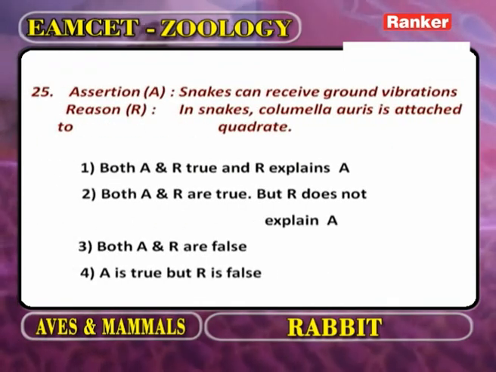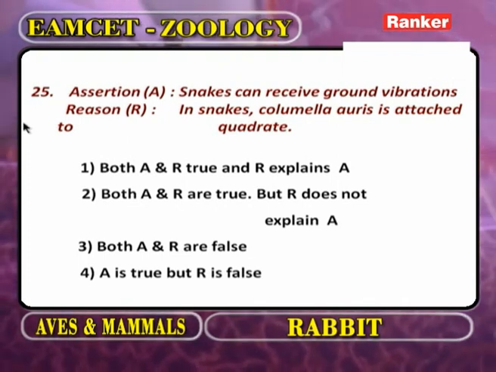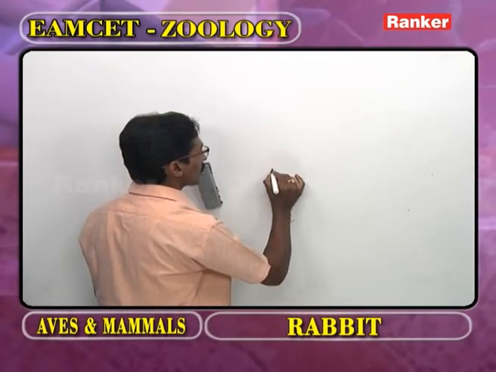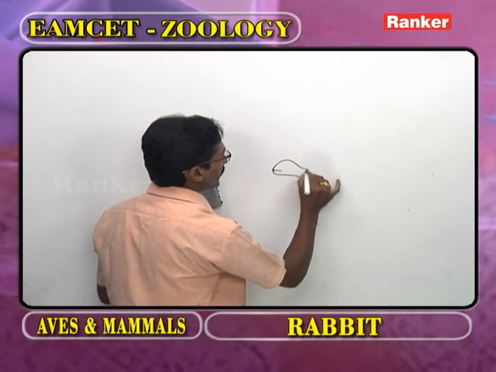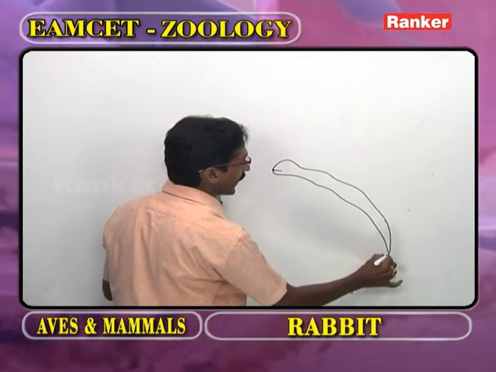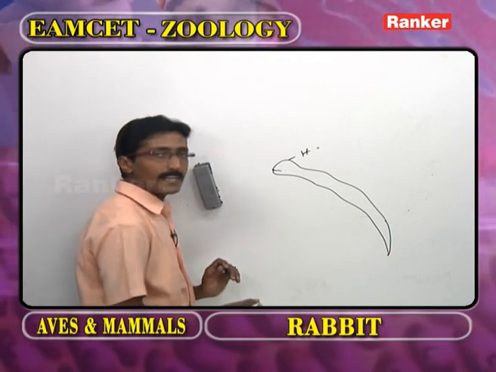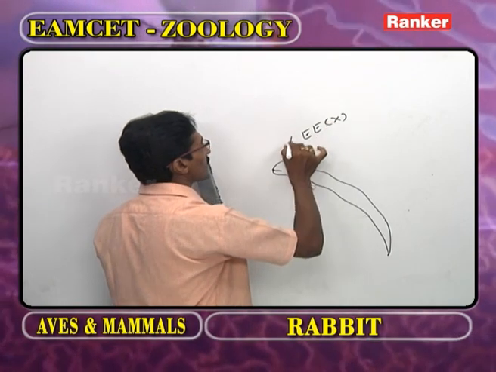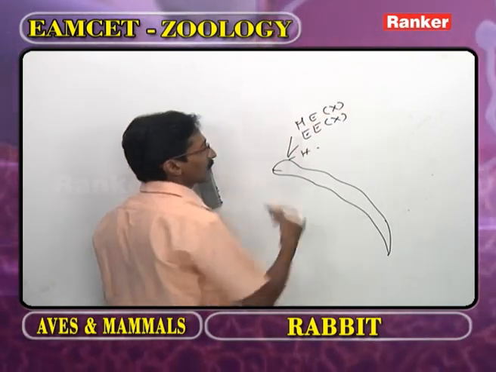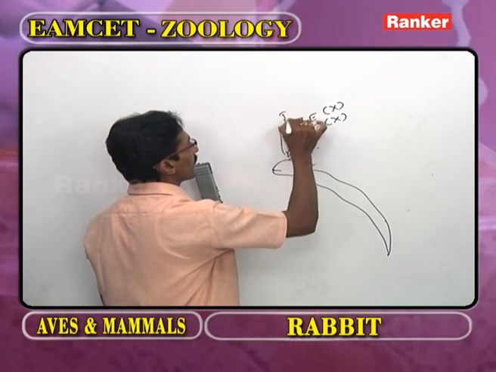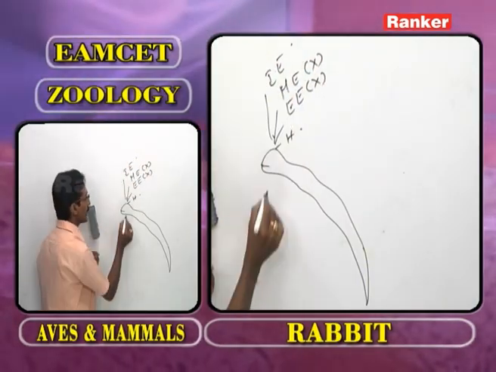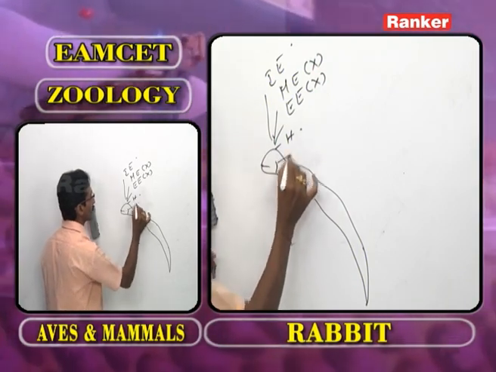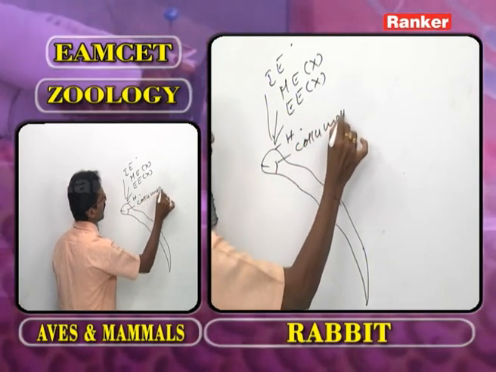Assertion: snakes can receive the ground vibrations. Now as we observe the body of the snake, this part we call the head region. In the snake body, there is no external ear, there is no middle ear. Only what type of ear is present? The internal ear. Now in the internal ear, what is present? One bone is present, that is called the columella auris.